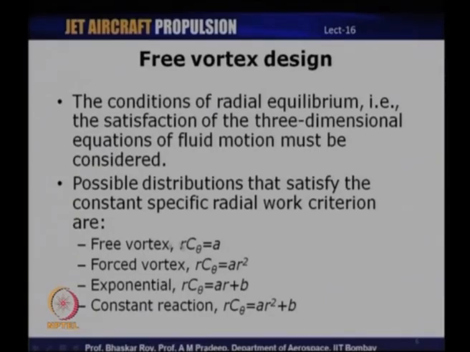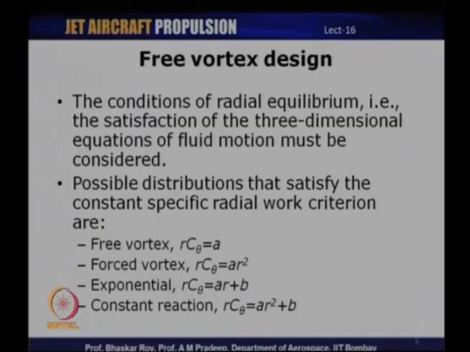So, based on this, besides free vortex wherein we have R times Cw equal to constant, there are other methods like forced vortex, which is R times Cw equal to AR squared, the exponential method which could be R times Cw equal to AR plus B, and constant reaction which is R times Cw equal to AR squared plus B, where A and B are of course constants and need to be fixed a priori.